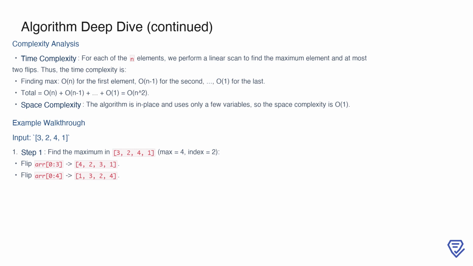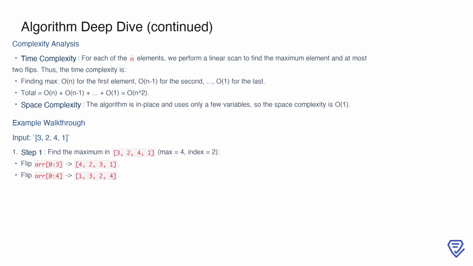Analyzing the complexity of this algorithm, we see that the time complexity is dominated by the linear scans to find the maximum element and the subsequent flips. For the first element, we perform one linear scan, which takes O(n) time, and for the second, O(n-1), and so on. Summing these together gives us a total time complexity of O(n squared). On the other hand, the space complexity is O(1), because the algorithm modifies the input array in place and uses only a few additional variables.